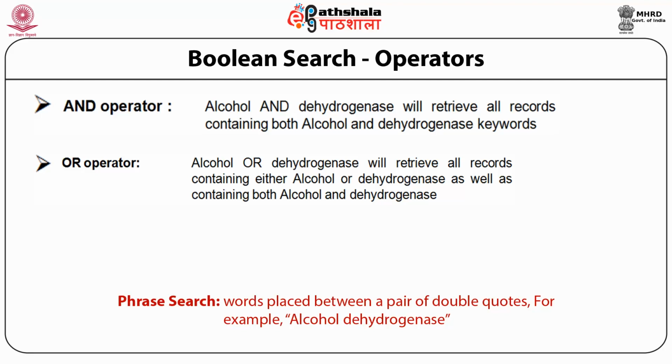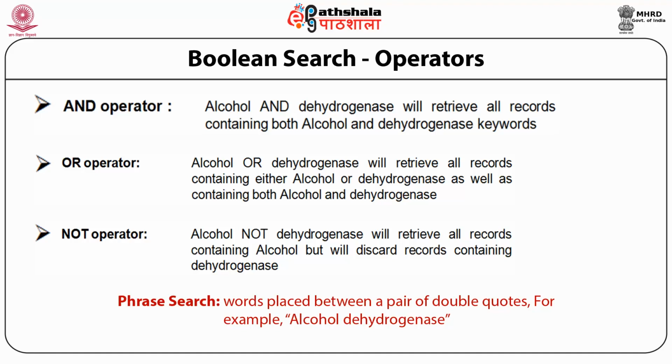The third operator, the NOT operator, directs the database to find all those records which contain the search term on the left of the NOT operator and exclude all records which contain the search term on the right of the operator. This is equivalent to subtraction in the Venn diagram. For example, entering alcohol not dehydrogenase in the search text box will retrieve all records containing alcohol and discard all those records which contain dehydrogenase, even if the search term alcohol is present in the record.